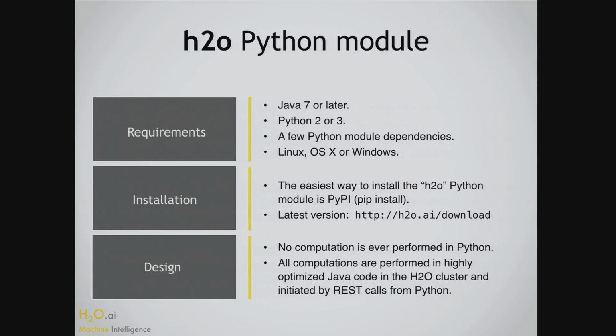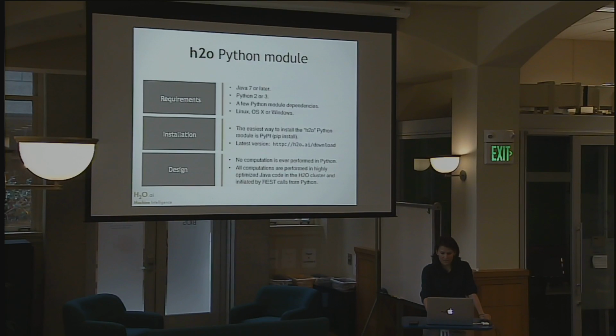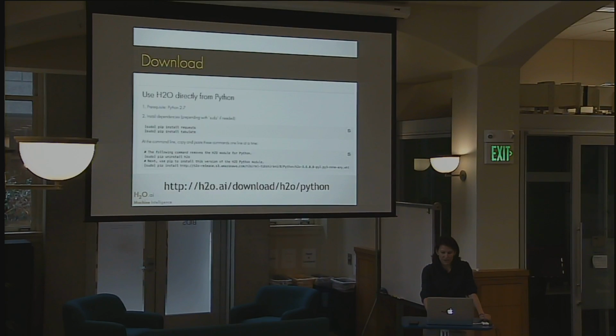So then the Python module, the same kind of deal. You just need Java and Python. So Python 2 and 3 is supported. There's a couple Python module dependencies that you will need. It works on all the operating systems, and you can either download it from PyPI or from our website. And that's the link for Python. I think this screenshot is a little bit old, so I think there are 2 more dependencies. I think the futures module is on there for when we added Python 3 support, and another module called six.